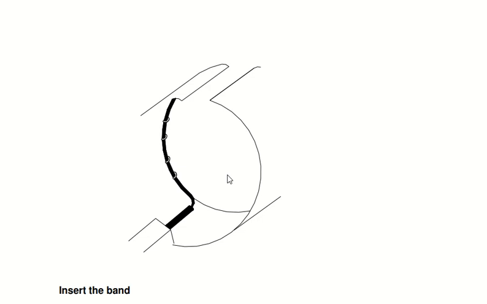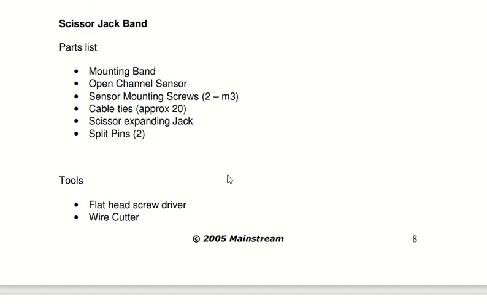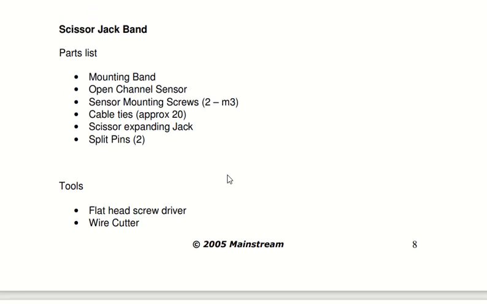Then you have to insert the band into the pipe, with the front of the transducer facing upstream. Then you have to slowly release the grip pliers, and ensure the band fits the pipe wall flush.